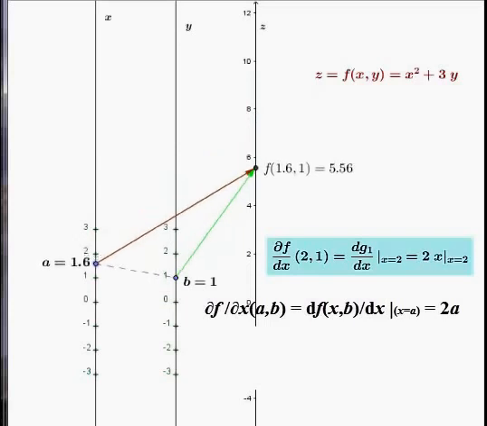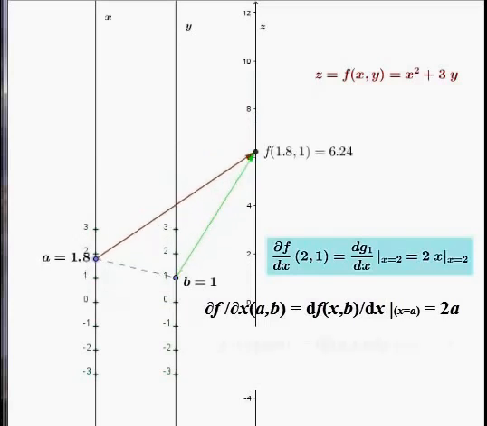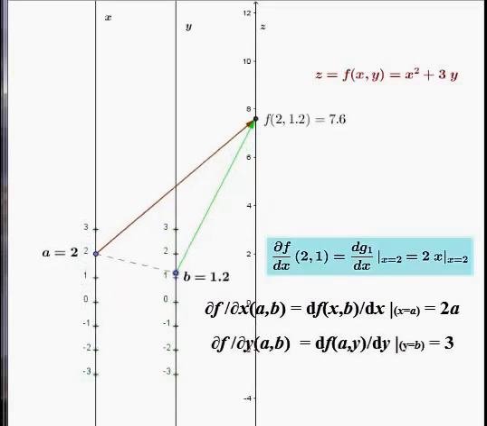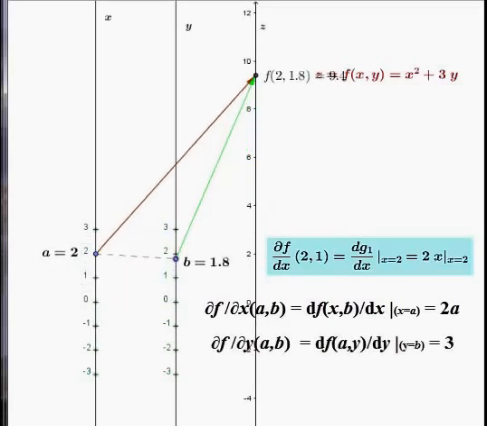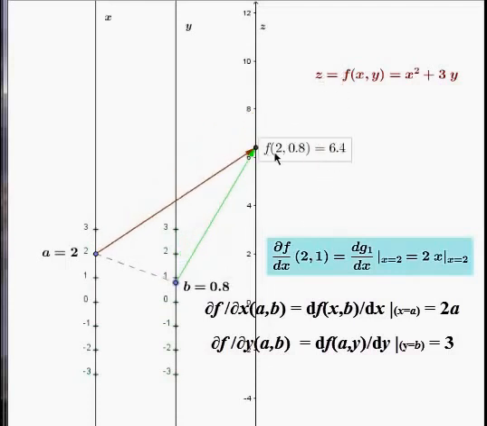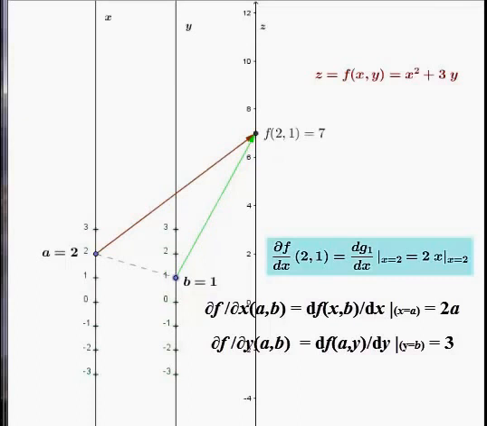Comparably, one could talk about the partial derivative of f with respect to y. That would allow us to fix the a and let only the second variable, y, vary, and then find the derivative of that function with respect to y and evaluate it when y was equal to b.